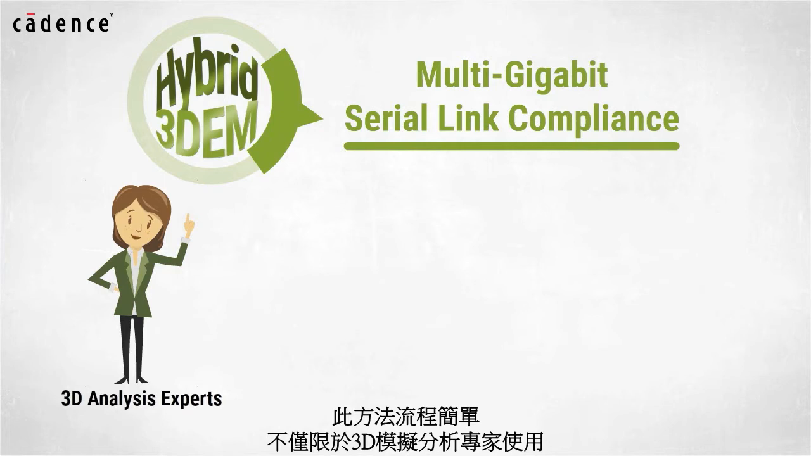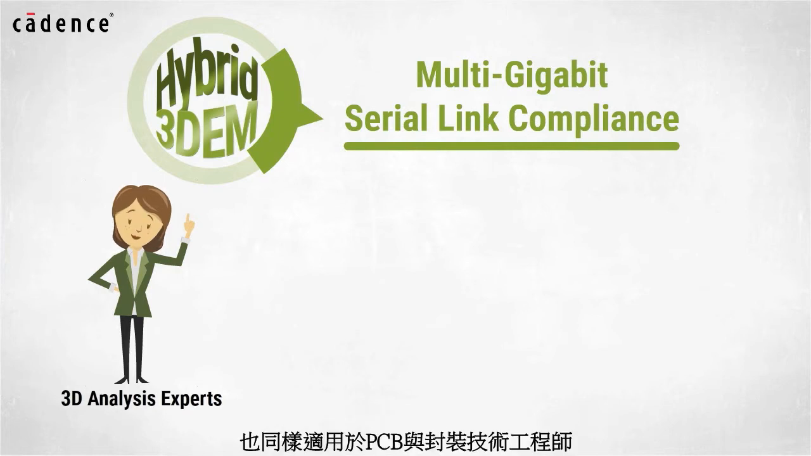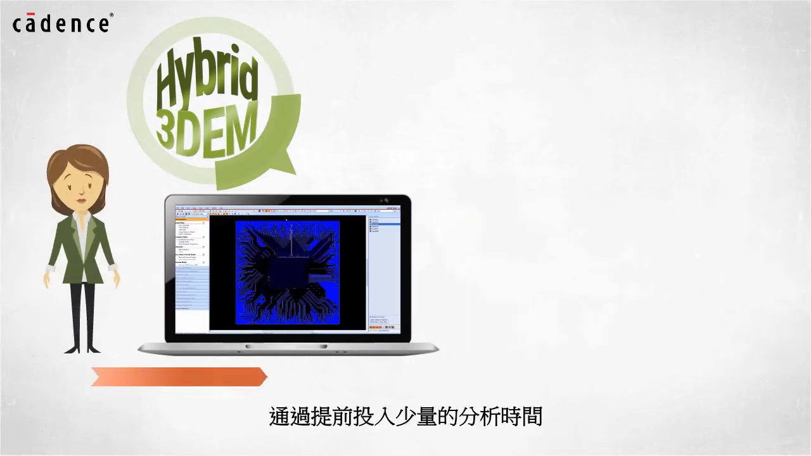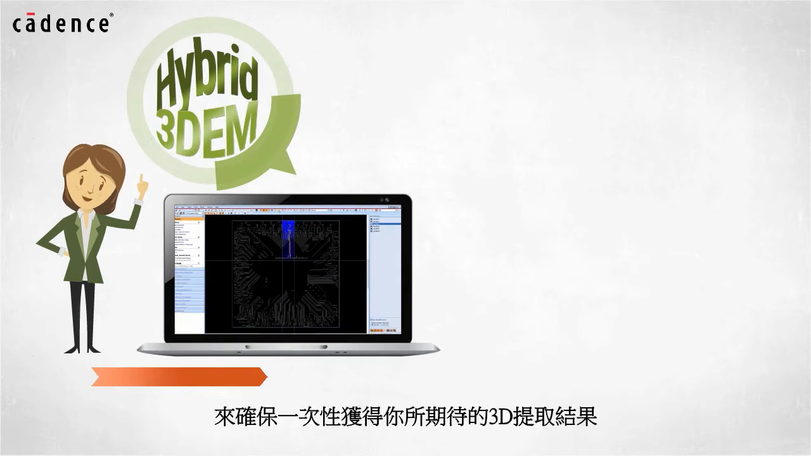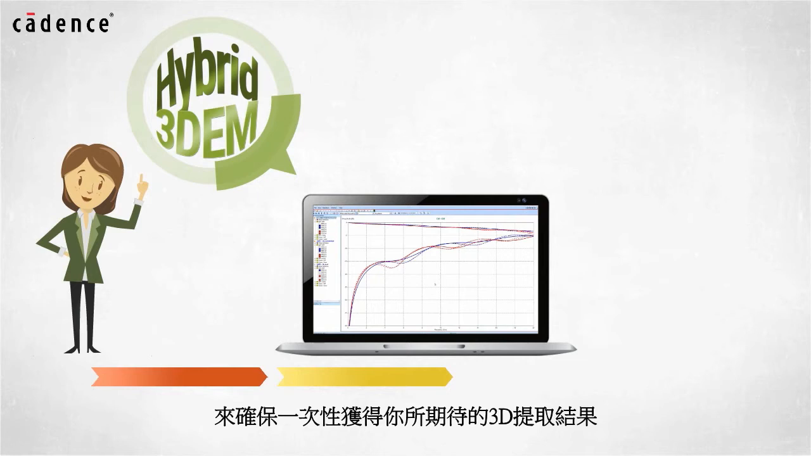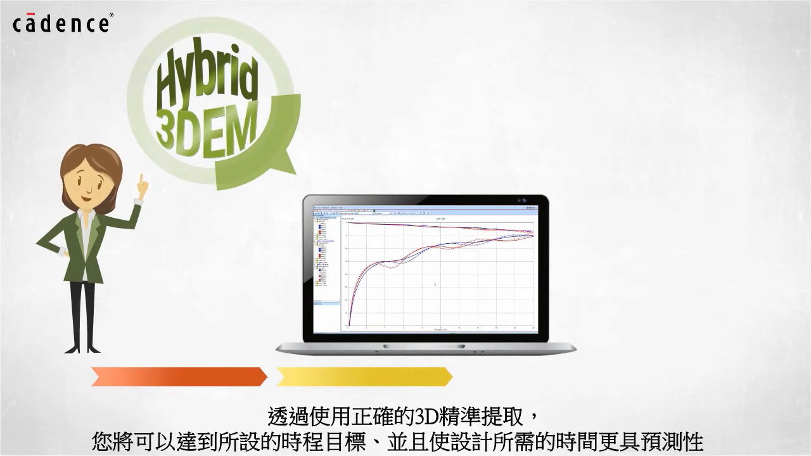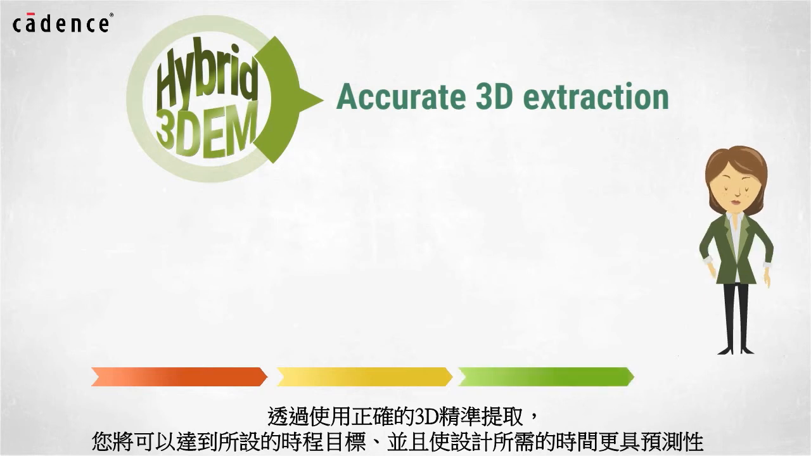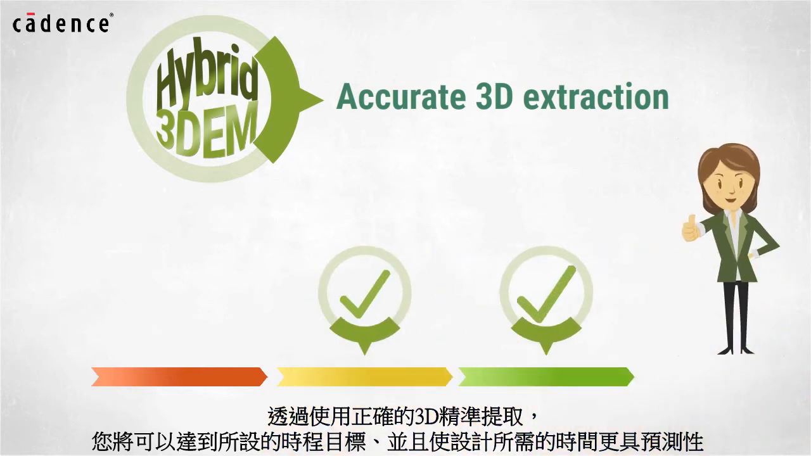This methodology is an important step in multi-gigabit serial link compliance, and one that can be performed by not only 3D analysis experts, but also opens up 3D extraction to design engineers responsible for the PCB or IC package design. With a small investment of time up front, you can be confident that even on your first time, your 3D extraction will yield the results you desire. With added accessibility to accurate 3D extraction, you can be confident that your schedule milestones will be met and your design cycle time will be predictable.